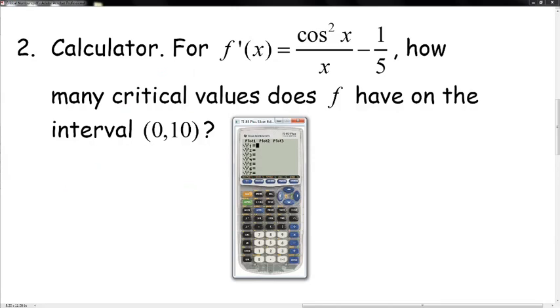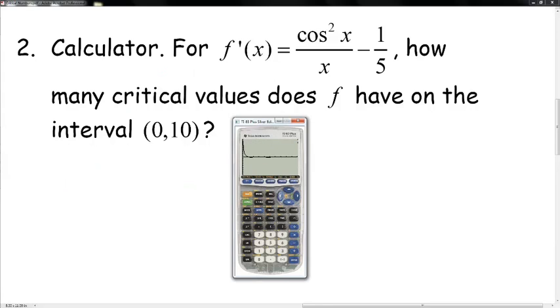Alright, and I'm going to change my window. I want my x min to go from 0 to 10, so I'm going to change my x min to 0. My x max is already set to 10. Then let's graph. It's really hard to see because I can't tell how many times it crosses. So I'm going to go back to my window, and it looks like it gets really, really close to 1. So I'm going to change my y min to -2 and my y max is 2. Let's zoom in and see what it looks like.